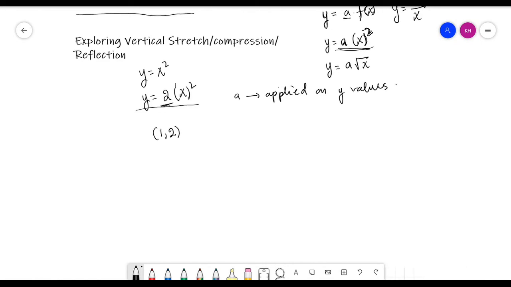And another thing that you guys need to keep in mind is how it is being applied. We apply it by multiplying to the y values.